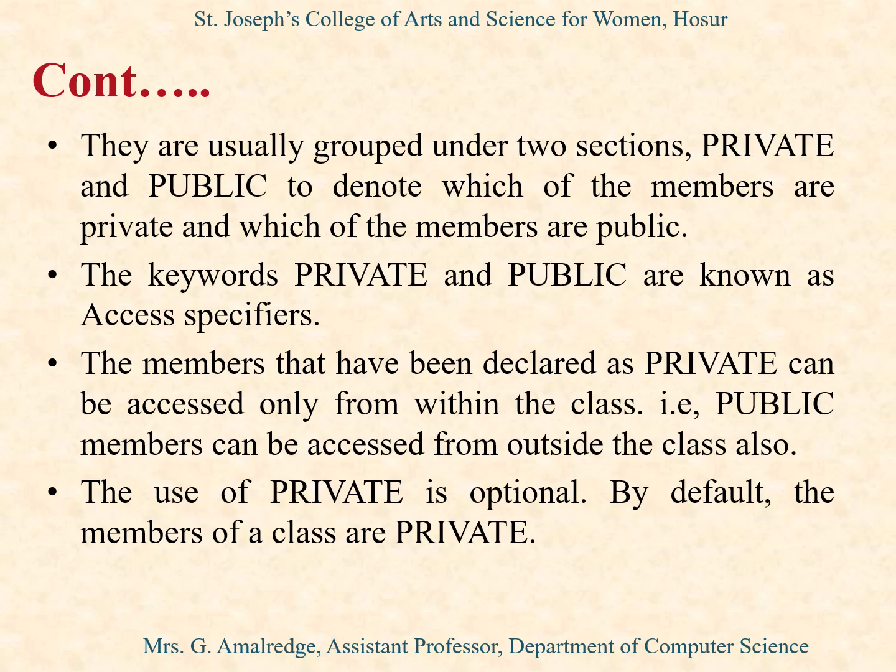The members of the class are grouped under two sections. One is private and the second one is public. These public and private keywords are called access specifiers. The use of private is optional. By default, the members of the class are private only. The members that have been declared as private can be accessed only within the class. If the members are declared as public, those members can be accessed outside the class also.